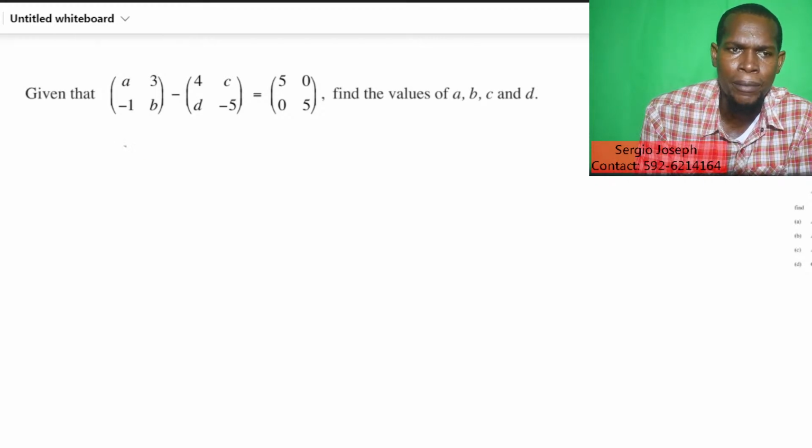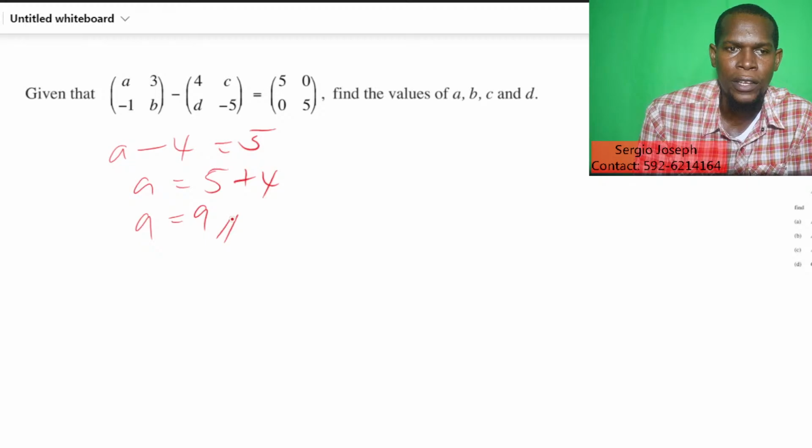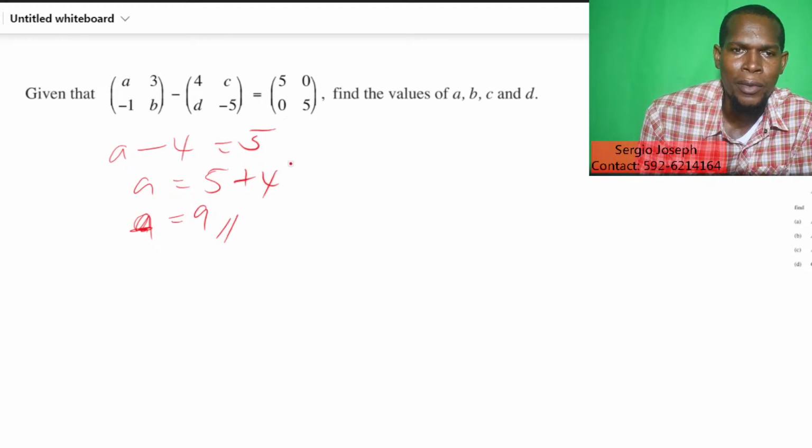equation. So we have, for example, A minus 4, because they are corresponding elements, it will give a corresponding element answer, which is equal to 5. Therefore, making A the subject, we have 5 plus 4. Therefore, A is equal to 9. And that's our solution for it. So that's simple. Let's see, what is the answer for C?